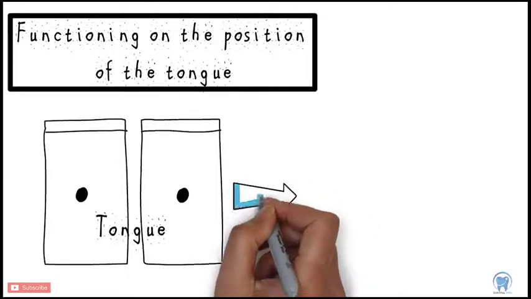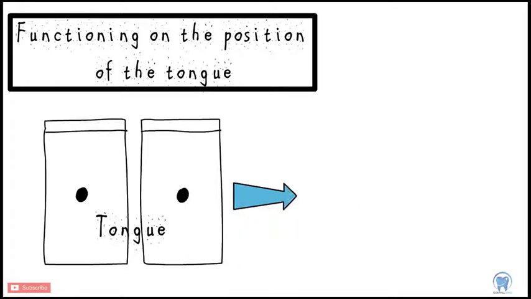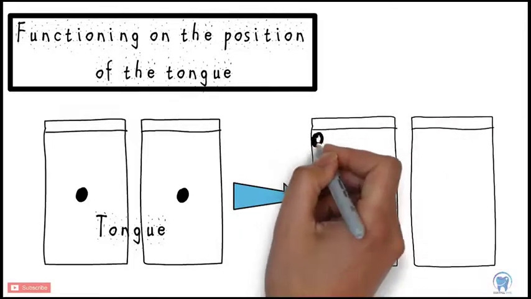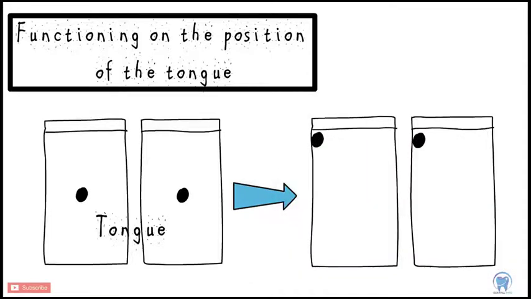A Bionator works by bringing the dorsum of the tongue backwards. The backward movement of the tongue enables its contact with the soft palate. This diagram will help you understand how the relation of the tongue to the soft palate changes.